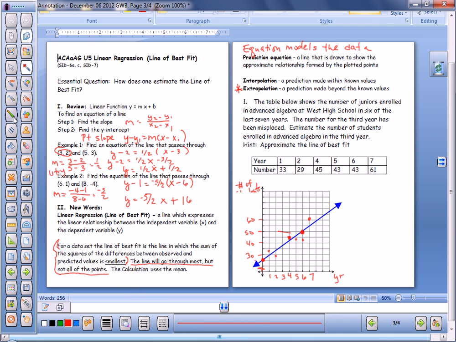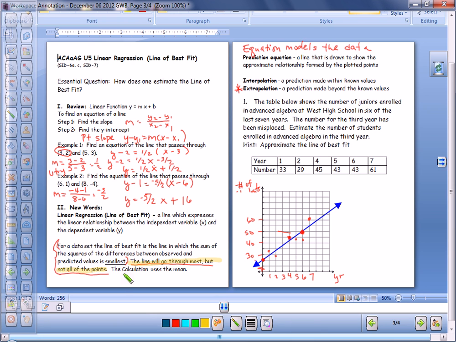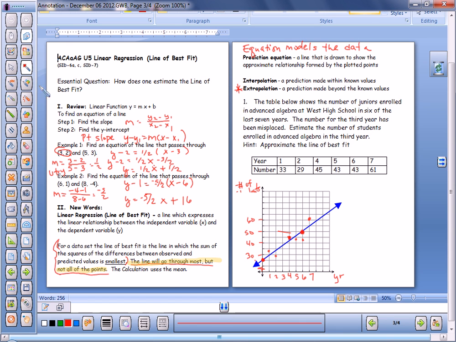Today, what we're going to do is basically look for a line that goes through the most points, but not all the points, or a line that shows a good trend of the data. And that's what we're going to use for today. Tomorrow, we're going to use the calculator to actually find this part, all those least squares. Now, today we're just looking for an equation that models the data. We're going to use that as our prediction equation. Our prediction equation is an equation that models the data. It's a line that's drawn through to show the approximate relationship formed by the points. And we're going to do this by hand today.